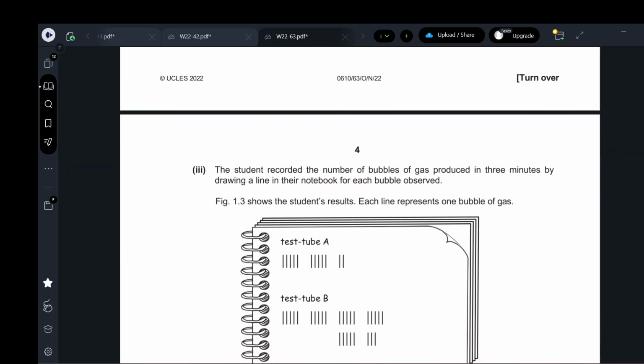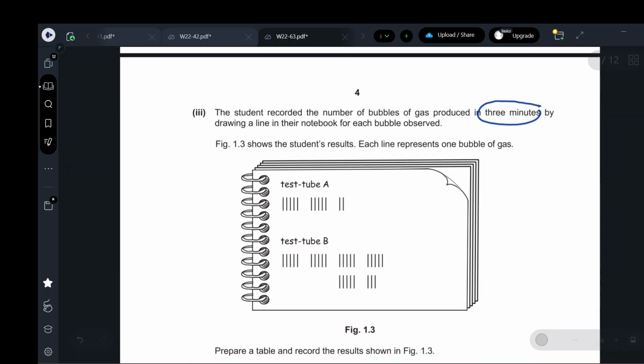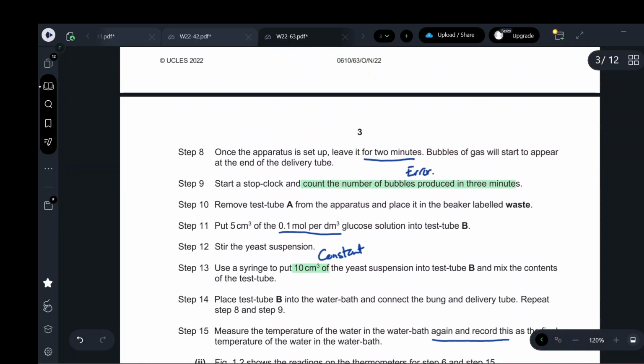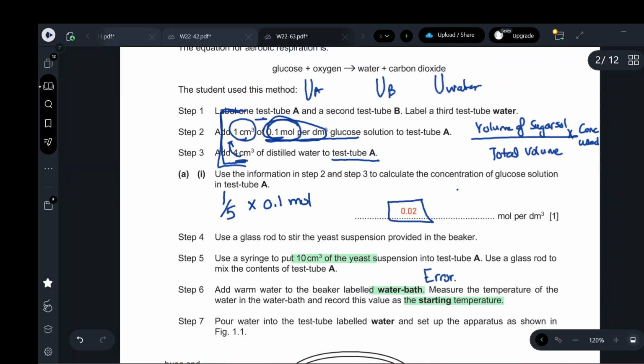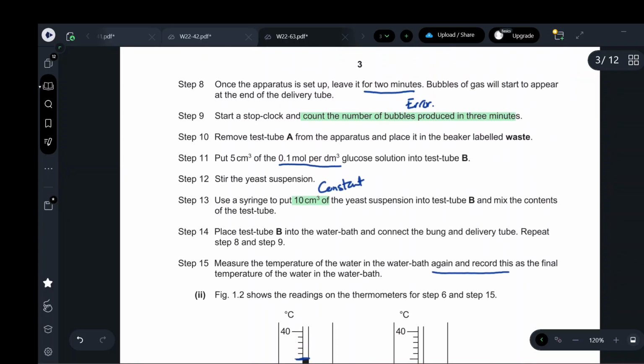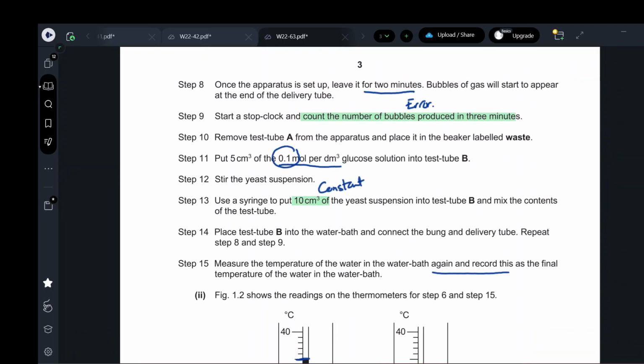He recorded the number of bubbles in 3 minutes, drawing a line for each bubble. This is a tally count. 12 bubbles, and 28 bubbles. Why is this? Because in test tube A, the concentration of glucose was 0.02, while in test tube B, the concentration was 0.1. More glucose, more respiration, more bubbles.